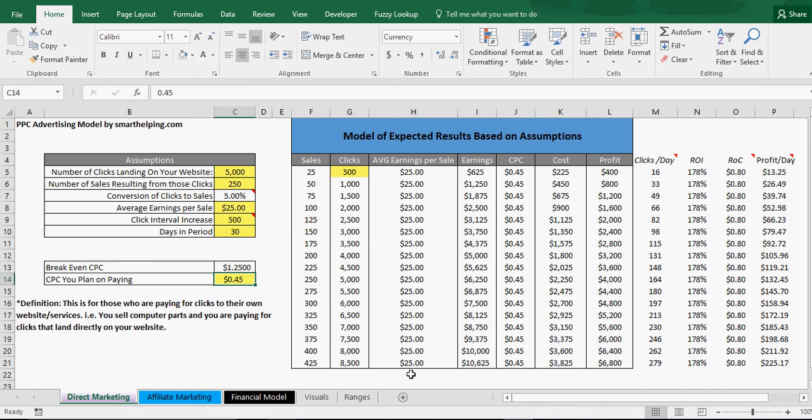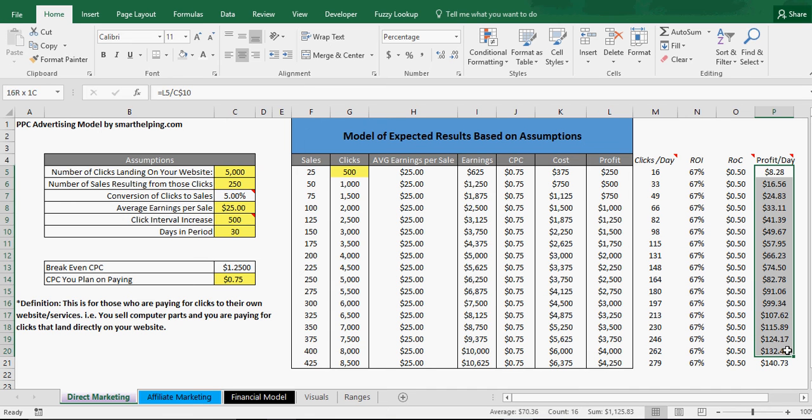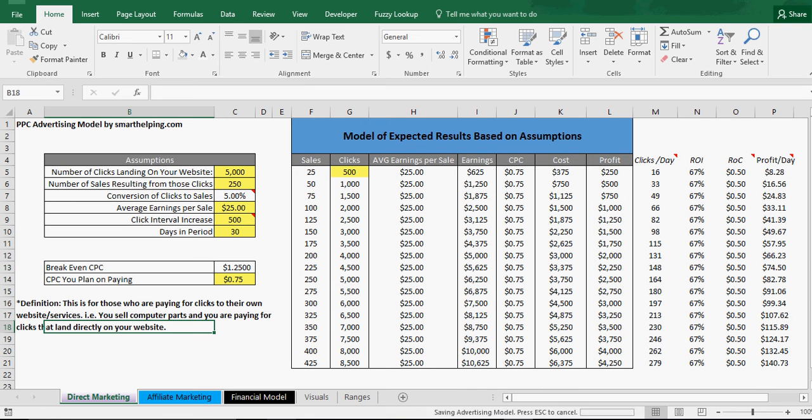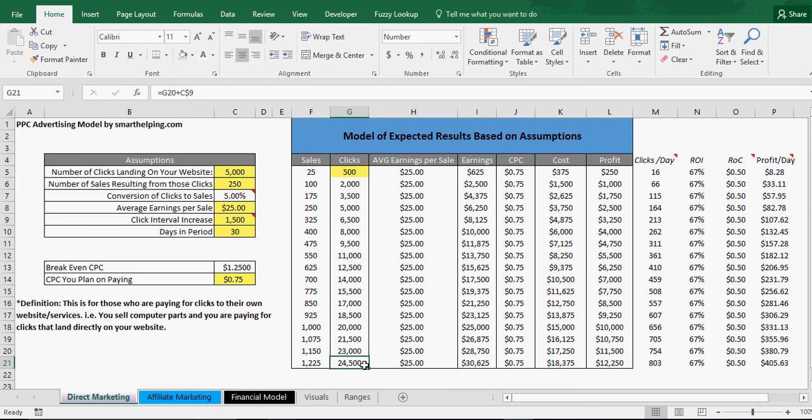So let's just say it's 75 cents you're going to plan on paying on average per click. You see everything updates. The return on investment now changes to 67. Profit per day all updates. And we're going to say our interval, let's just put it up at 1,500. All that does is go up to 24,000 now instead of whatever it was before.